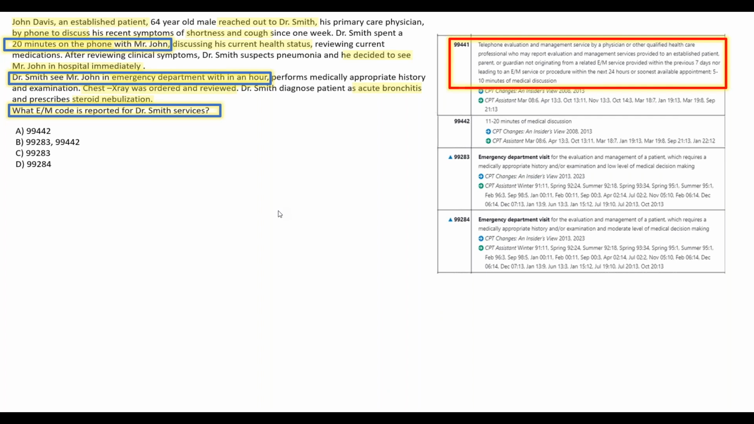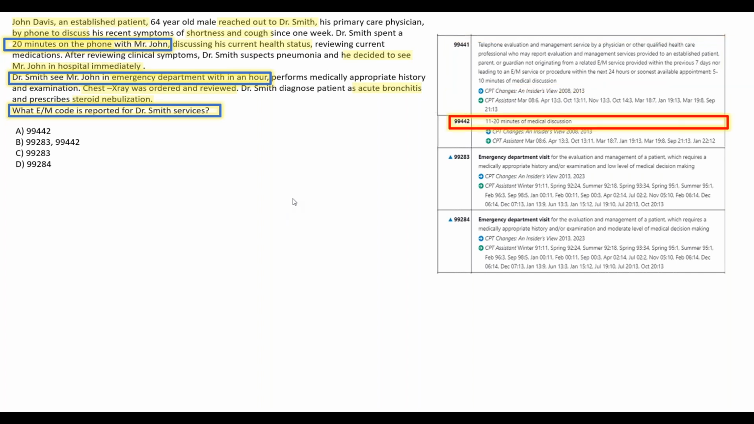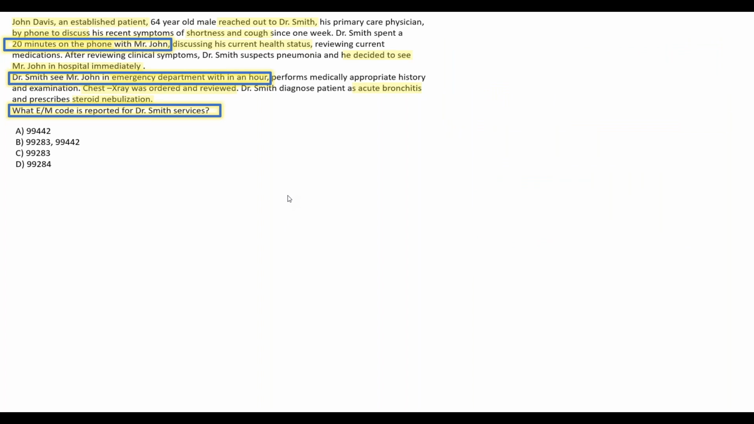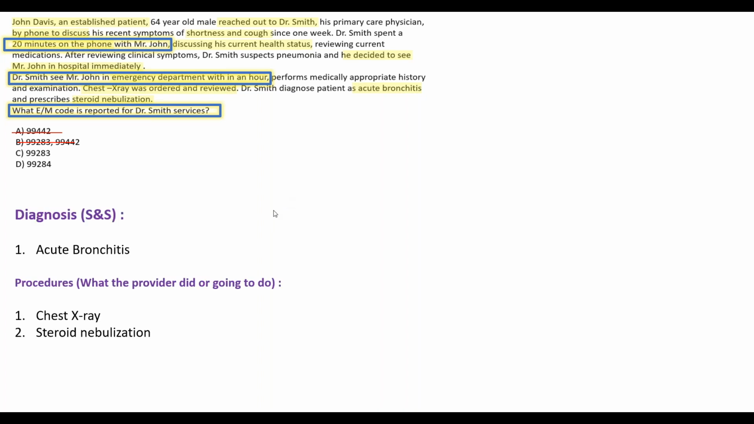Option A is coding for a telephone evaluation and management service provided by a physician, 11 to 20 minutes of medical discussion. That's incorrect. Option B is also incorrect, as it also has 99442, which is a telephone service E&M code. That leaves us with option C and option D, so it's between 99283 and 99284. So what are we going to do?